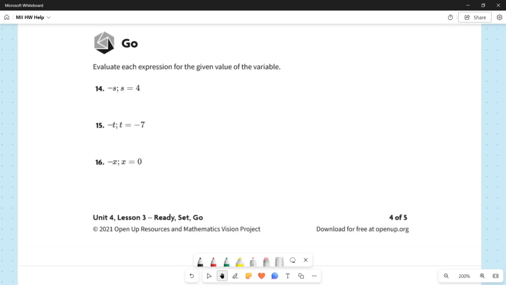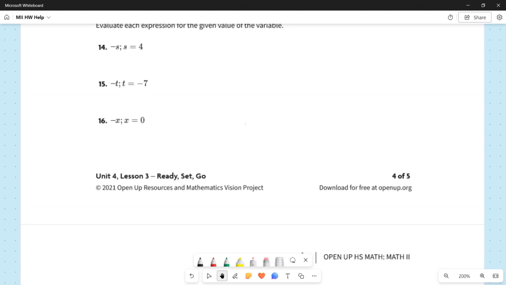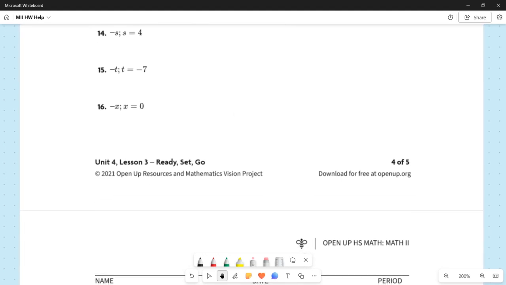We'll wrap up this assignment in the Go section. And the directions here say, evaluate each expression for the given value of the variable. So we're going to start with number 14. With 14, our expression is -s. So it's a relatively simple expression. There's a grand total of 2 symbols: a negative sign, and then a variable of s. And basically this is just saying, all right, what do we get when s equals 4?